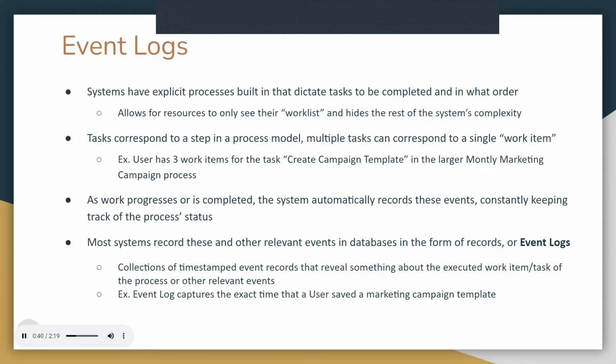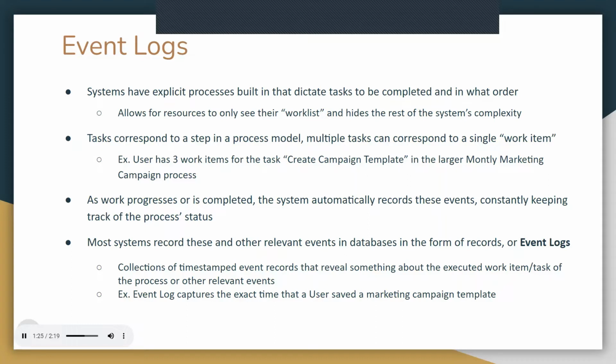And for that matter, tasks tend to correspond to a step in a process, usually one to one, but that's not always the case. There can exist multiple tasks corresponding to one single quote unquote work item. Users, for example, have three work items under the one task named create campaign template, which is then a part of the larger monthly marketing campaign process. So instead of having just one work item, there can be three, as in log in, create the template, gather images, create the emailing list, etc.